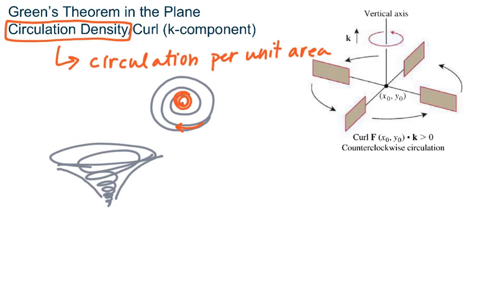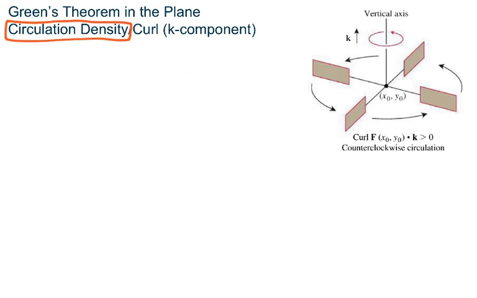But if you make the whirlpool larger and you're still applying the same force, then you'll have a much smaller curl. And of course, zero circulation would mean zero circulation density or zero curl. So as we said, circulation is the amount of a pushing force along a path, but the circulation density is the amount of pushing, twisting, or turning force when you shrink that path down to just a single point.